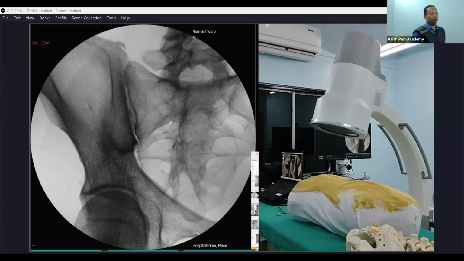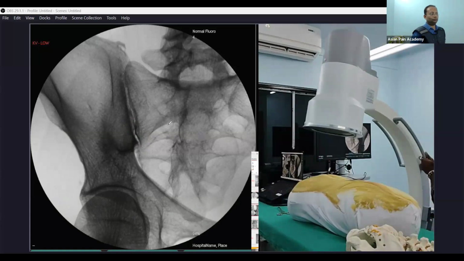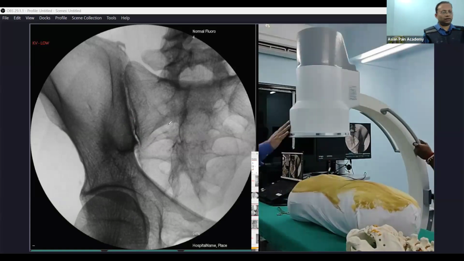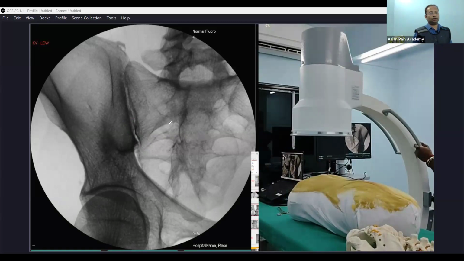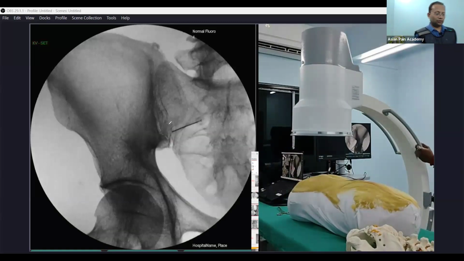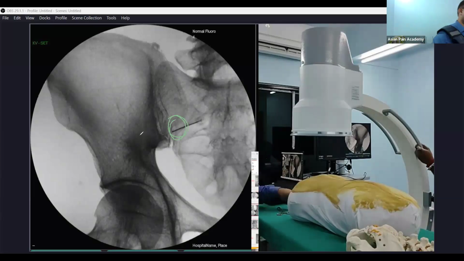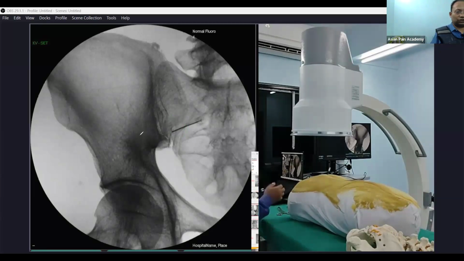Let me make it AP view. Just AP view, and you will see. So you see this is in the medial joint line, and earlier it was in the overlapped joint line. So this is correct. You can understand that we are in the SI joint only. Okay. So these two methods you can feel, you can do this one also, or you can give contrast also.